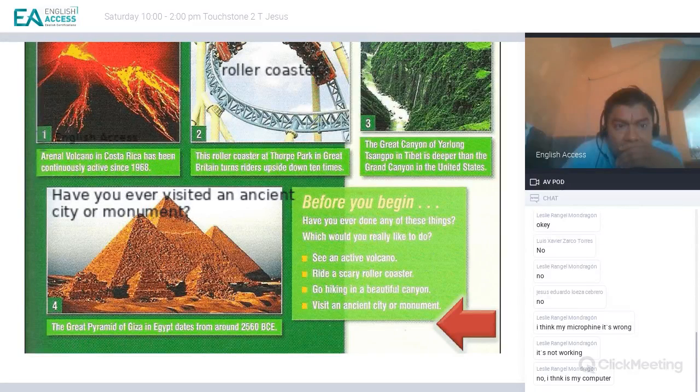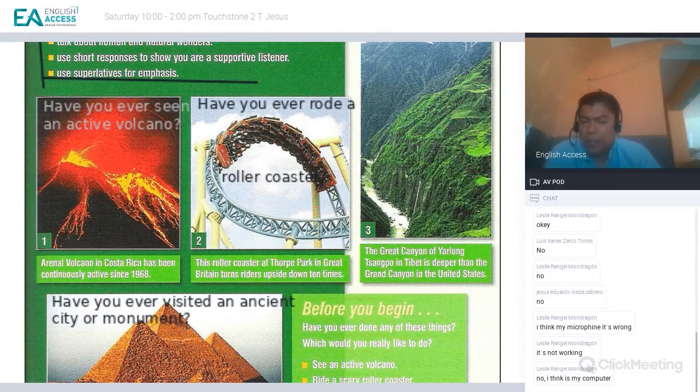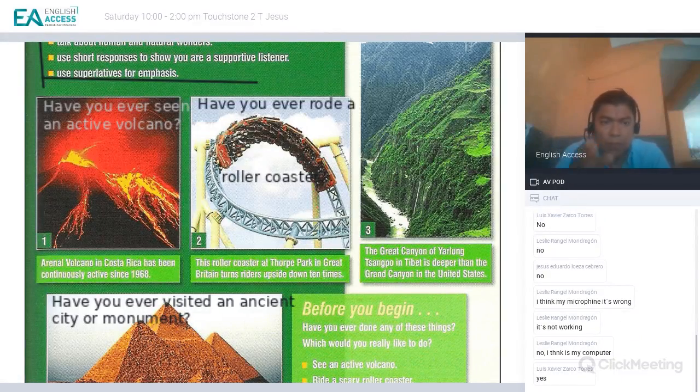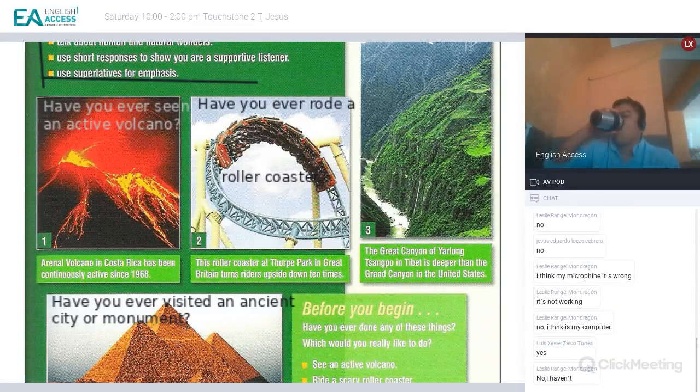Now, you can write your answers or you can tell me your answers. Number one, have you ever seen an active volcano? These are yes or no questions. So the answer is, yes, I have, or no, I haven't. I've never seen an active volcano. Good job. Have you ever ridden a roller coaster?